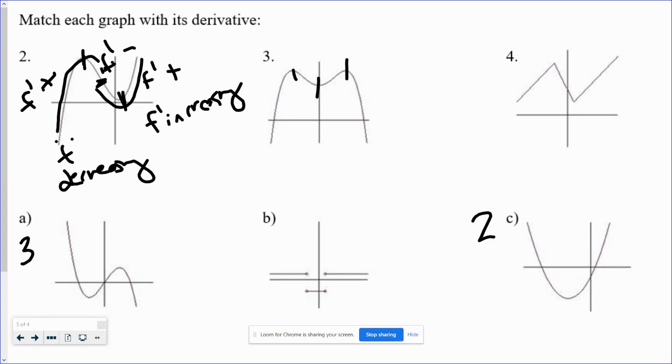By process of elimination, we know that 4 is going to match up with B, but let's talk about a couple of things. First of all, the pieces of 4 are all linear, aren't they? The slope is a constant value if we have a linear function. Here we have a positive slope, so that's a positive constant for the derivative. Then we have a negative slope, so that's a negative constant for the derivative. And then we have another positive constant for the derivative. So that's why 4 matches up with B.